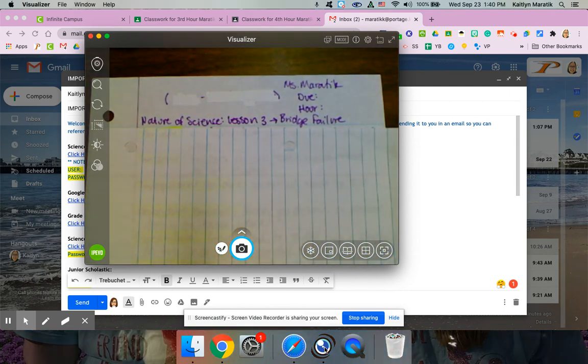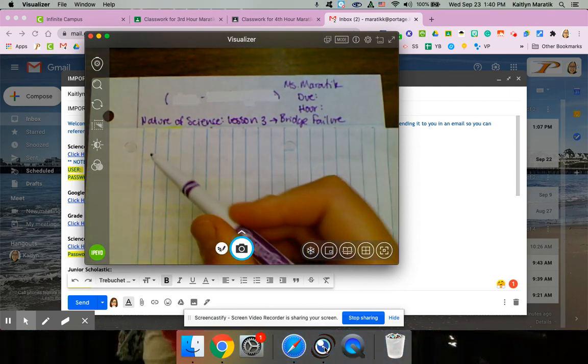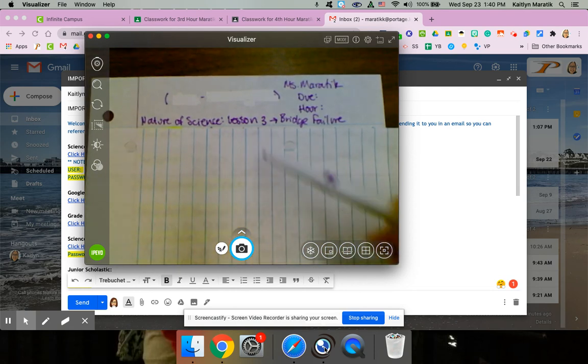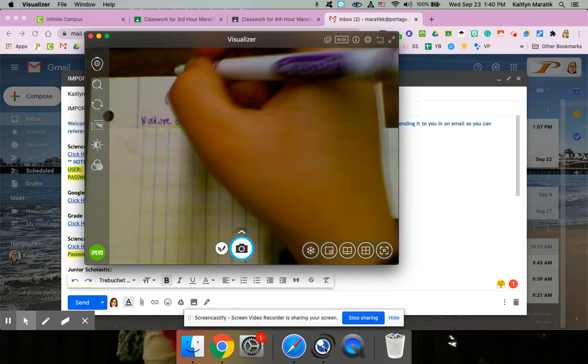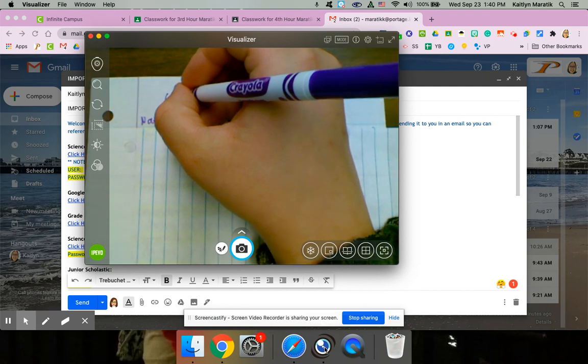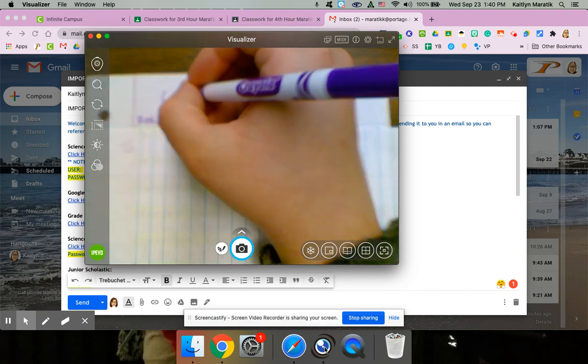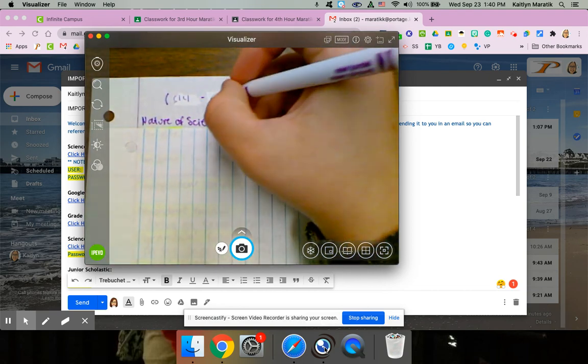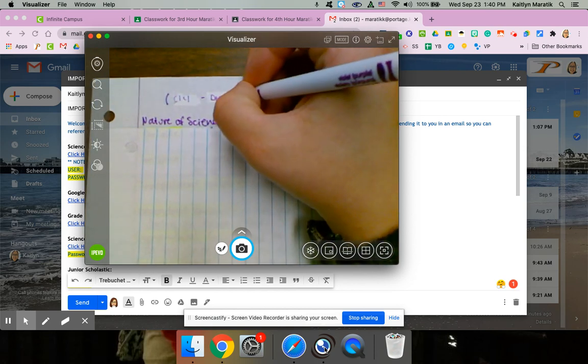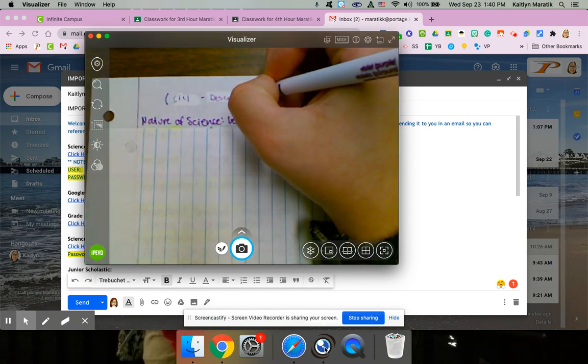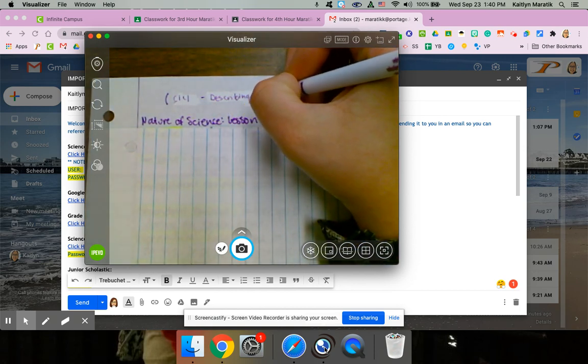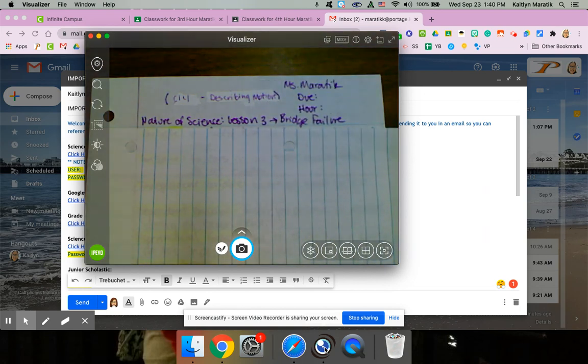So what is the chapter and what lesson is it? This one's going to be Nature of Science Lesson 3, and it's the bridge failure. We will have other ones that are actually in a chapter. So like we could have C1L1, so chapter 1, lesson 1, and that one's describing motion. You don't need to write this. That one is one of our first lessons we'll do. That's more content, like forces and motion, but that's what you just write. Chapter 1, lesson 1 would be good for that.